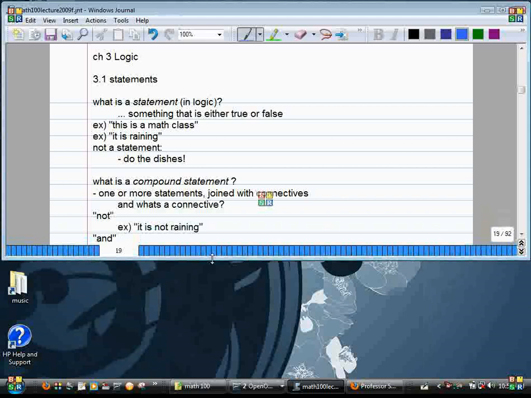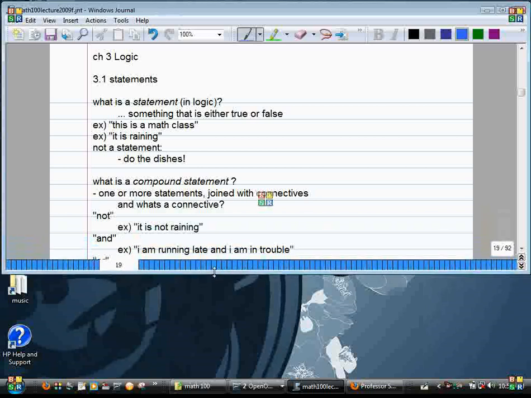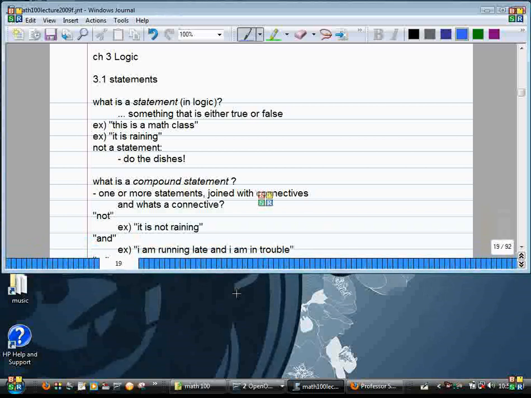And is a connective. So for example, let's take the statement, I am running late. Let's take the other statement, I am in trouble. I am running late and I am in trouble. Okay. Now, is this true, at least right now? Right now it's not true.